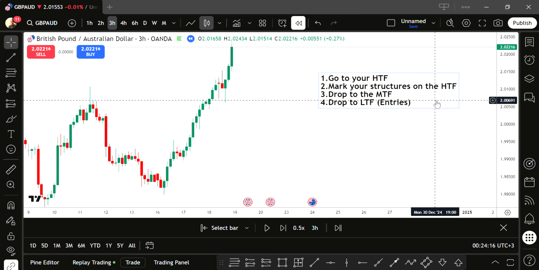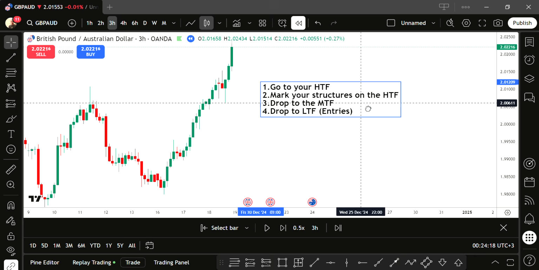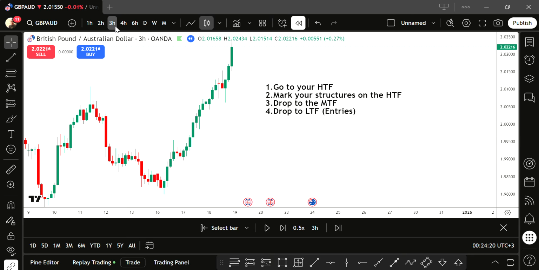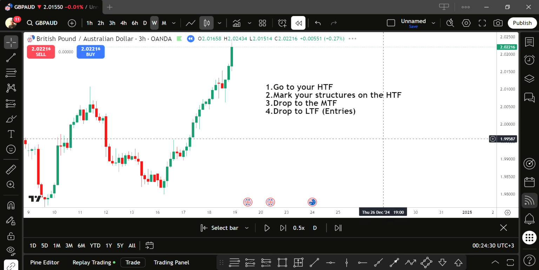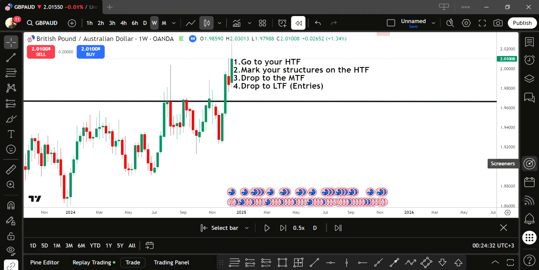So what is the first thing you want to do? Simple and straight to the point. This is the 3 hours time frame. What does our rules say? The first thing you want to do is go to your highest time frame. So what is my highest time frame? My highest time frame is the weekly time frame.